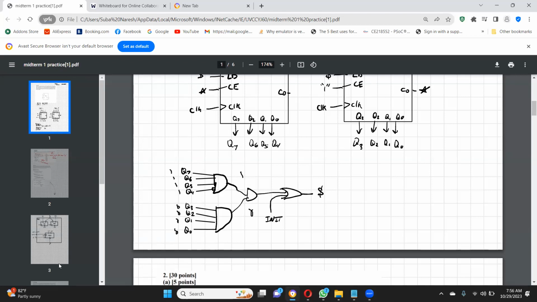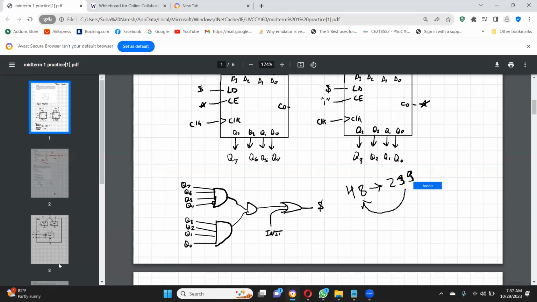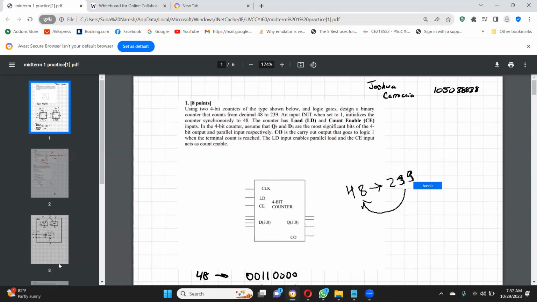Okay. How does it go back to 49? 39? Why do you want to go back to 39? No, after 239, where does it go? After it goes from 48 to 239, it will stop counting. 49, 48, then 239. Yeah, 239. Now, what is your requirement actually?